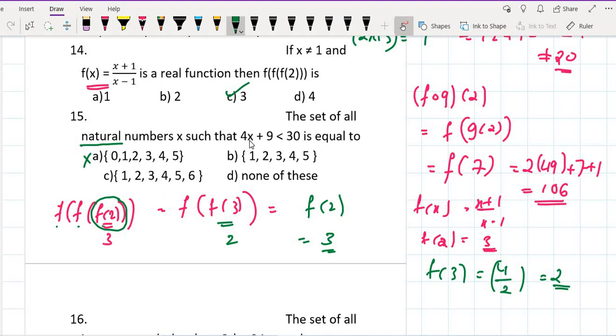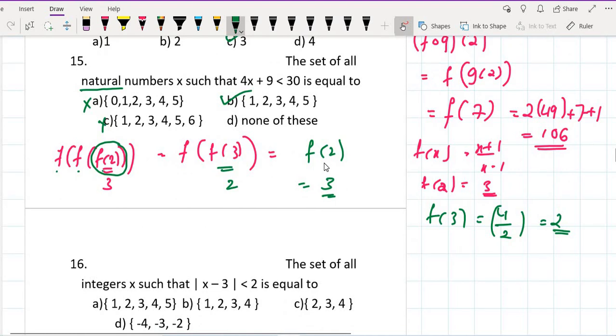So 1 replaced here: 4 plus 9 less than 30. 2: 8 plus 9 less than 30. 3: 12 plus 9 less than 30. 4: 16 plus 9 less than 30. 5: see here, 4 5s are 20 plus 9, 29, less than 30. This holds good. But consider this also, 1, 2, 3, 4, 5 is there already along with 6 now. So 6 4s are 24 plus 9, it is greater than 30. So this cannot be. So the correct answer is option B. For question number 15, the correct answer is option B.